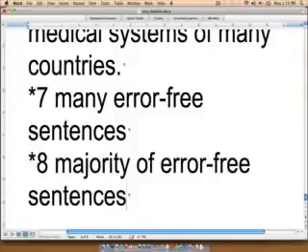Okay, so the difference between a band 8 and a band 7 in the grammar section is that the majority of the sentences are error-free. Now, as we pointed out before, if you're writing shorter, concise sentences, your chances of making errors is reduced, which means that your chances of scoring an 8 increase because you will have more sentences that are without error.